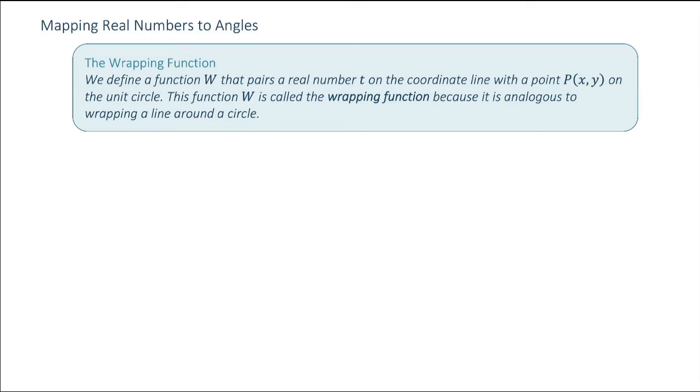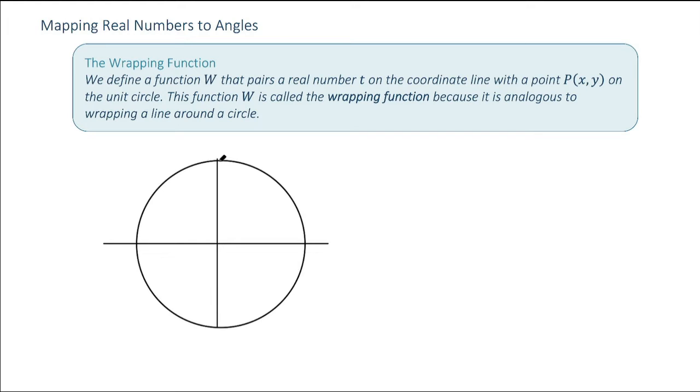We are going to look at a special function called the wrapping function. And what it's going to do is take any number and map it to a point on the unit circle. I'm going to go ahead and try and draw this in a way that hopefully is easy to understand what's going on.